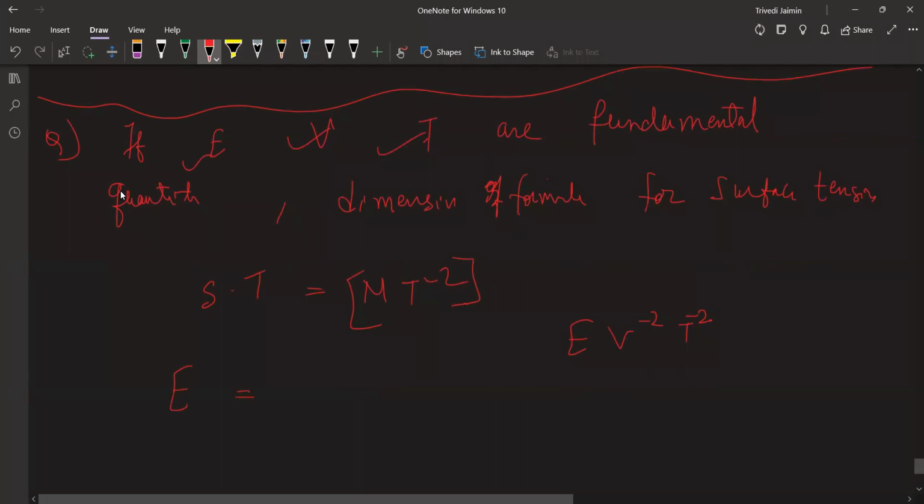So what are the dimensions for energy? M1, L2. What is the dimension of energy? Sir, ML2, T minus two. Velocity. But as you're saying, it will be minus two.